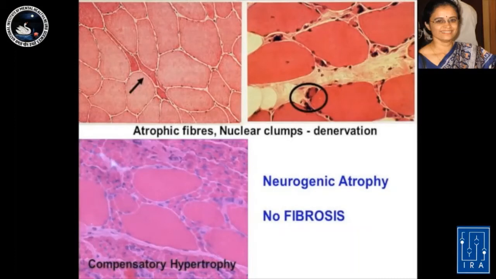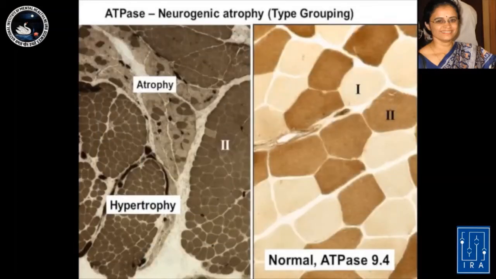What is important to note, however, is that there is no fibrosis or fibrous tissue between these myofibers. At places though, there is fat which is separating out the myofibers, and that you can see in the top right hand panel. But most importantly, there is no fibrosis that is occurring in the myofibers. These are the features that are very characteristic of a neurogenic pattern of atrophy.